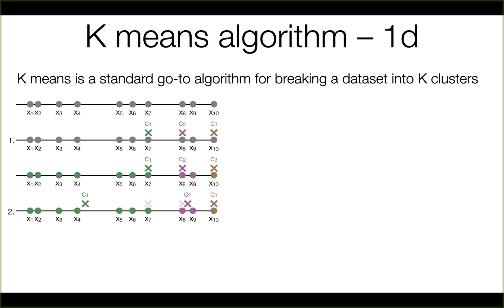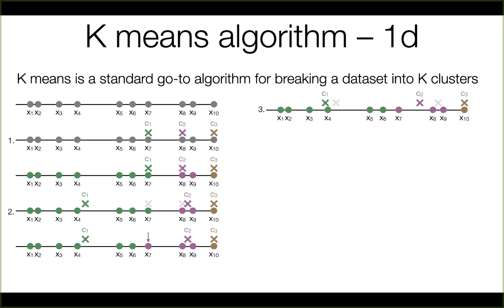So here are my same points. The next step says that I reassign the points. When I reassign the points, notice that x7 changes. It was formerly green, but now the green mean has moved so far away that x7 actually gets relabeled as purple. Now when I average the points again, the purple mean moves to incorporate that x7, and the green mean moves as well because it no longer has that x7 influence pulling from the right.